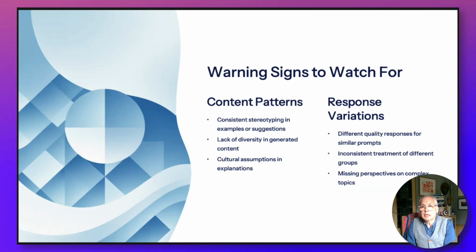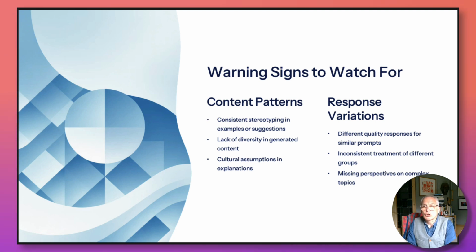Spotting bias requires developing a critical eye. Look for patterns in AI responses. Are the examples always featuring the same types of people? When you ask for historical examples, do you get a diverse range of figures or predominantly the same demographic? Try this practical test. Ask the same question about different groups and compare the responses. For instance, ask for leadership qualities and see if the language differs when discussing men versus women leaders.